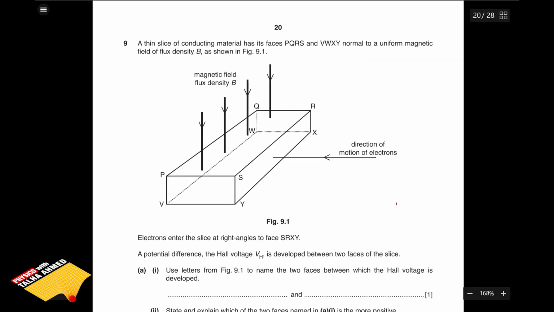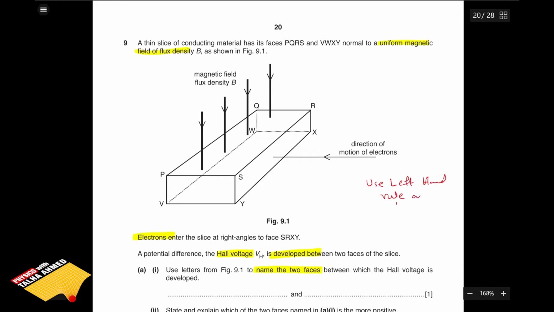All right, on to question number 9 now. So this question focuses on the topic of Hall voltage from the chapter magnetic fields. We have a thin slice of a conducting material. Electrons enter the material from one of the faces, and remember that these are electrons and they're not positively charged particles but negatively charged particles. What we have here is then the magnetic field, which is going from top to bottom, and they're saying name the two faces where the Hall voltage is going to be developed.